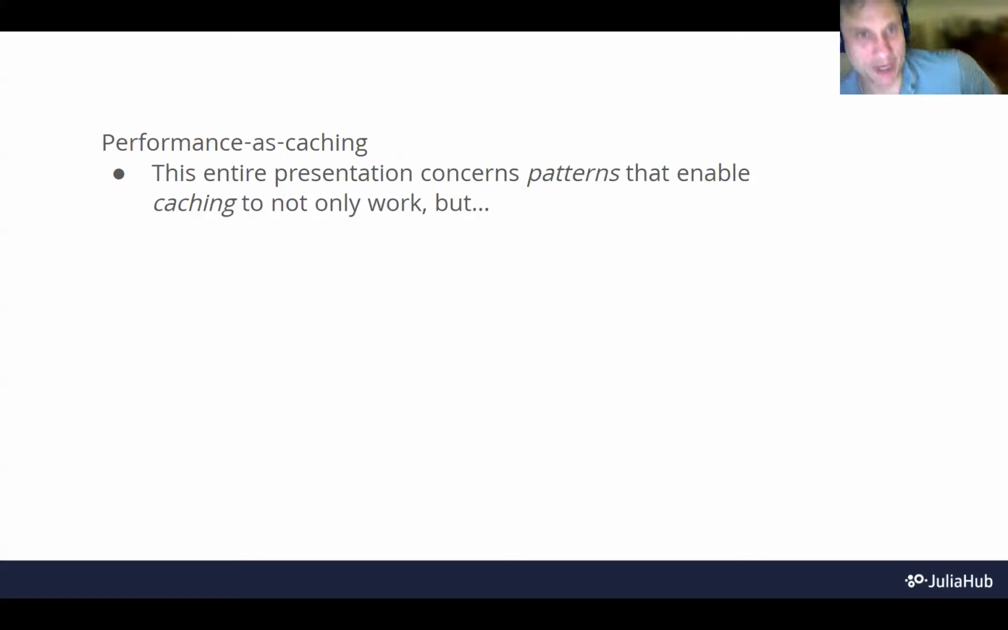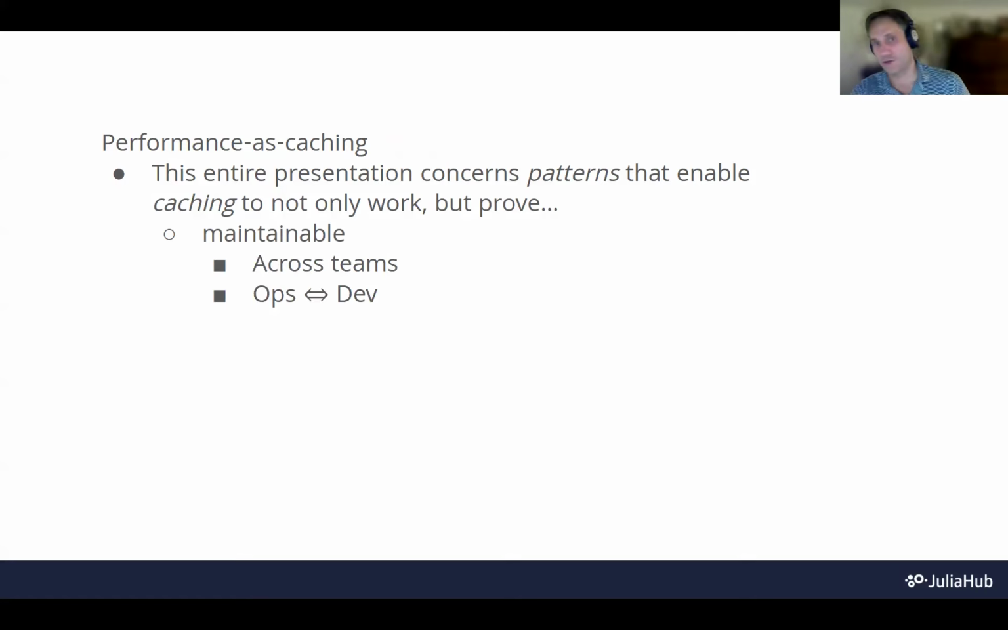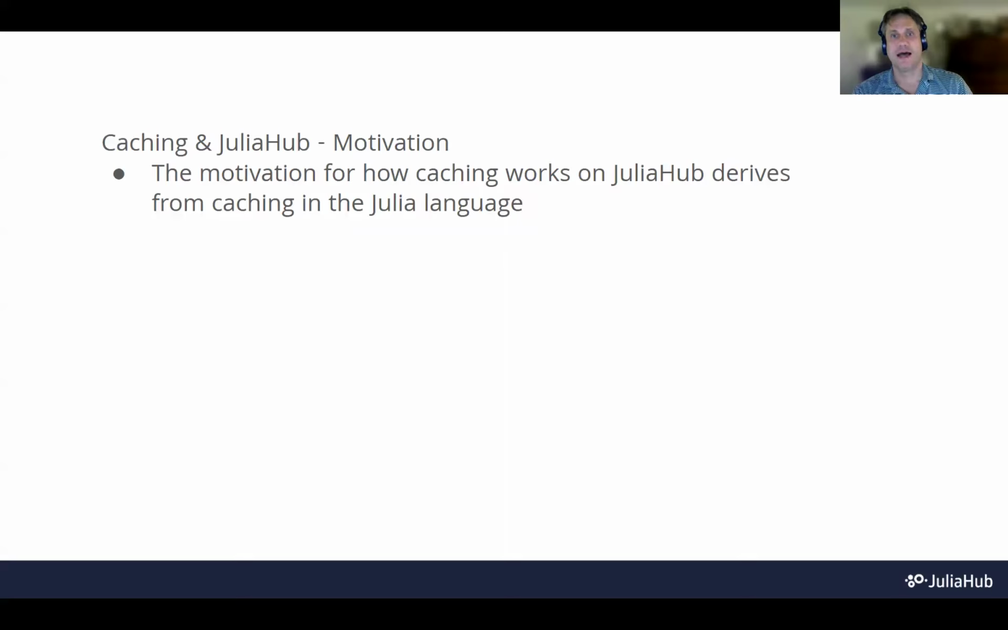So with the performance-is-caching mindset and approach, we want something that will enable us to not only cache as many costly operations as possible, but also be maintainable and work across teams. And that, practically speaking, in the field means ops and dev, right? So the people who keep the infrastructure up and running, keep it compliant, and the people who are providing new releases. And that motivates the design of our system image service, which we'll get to in a moment.